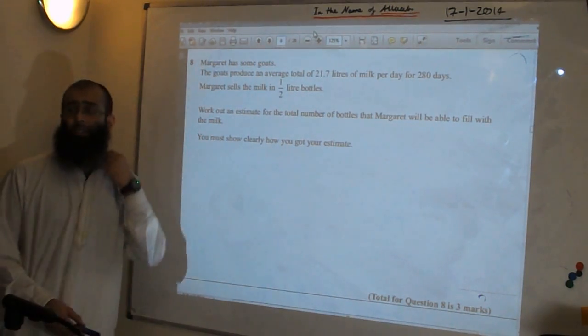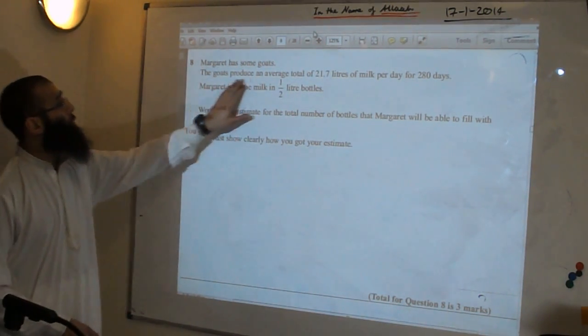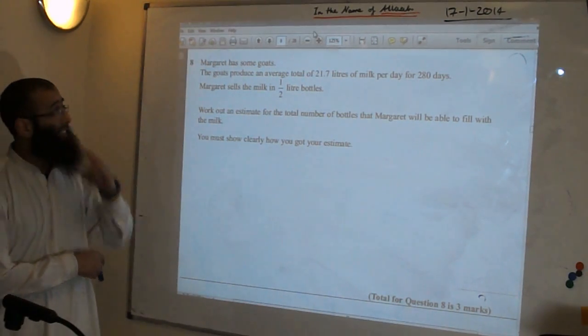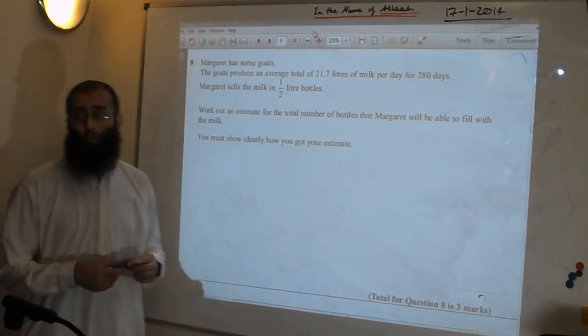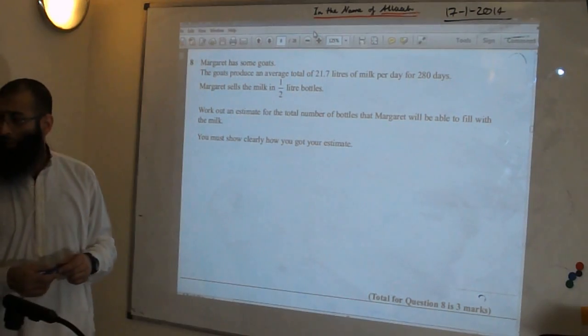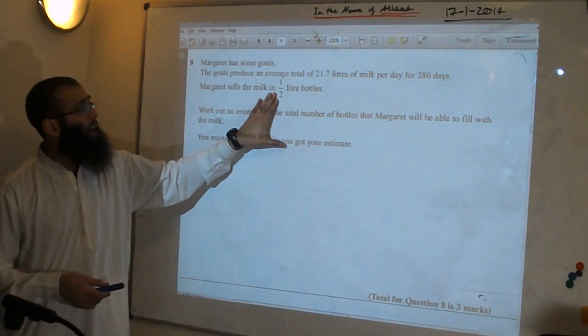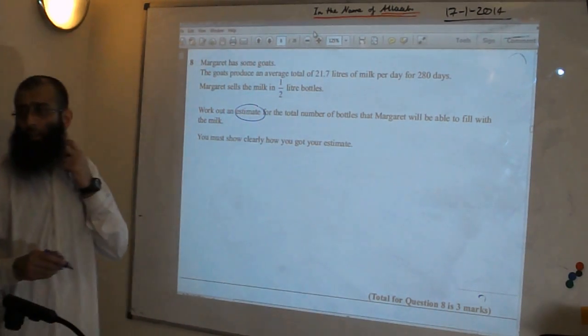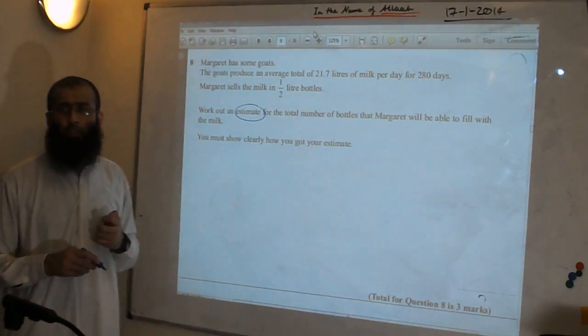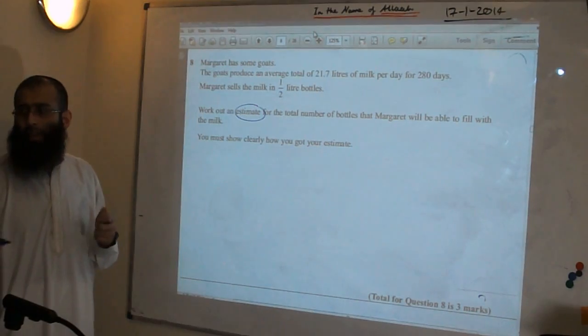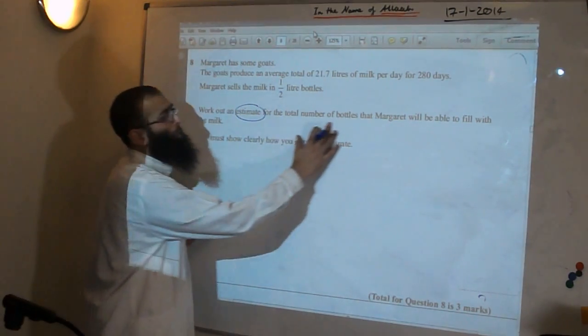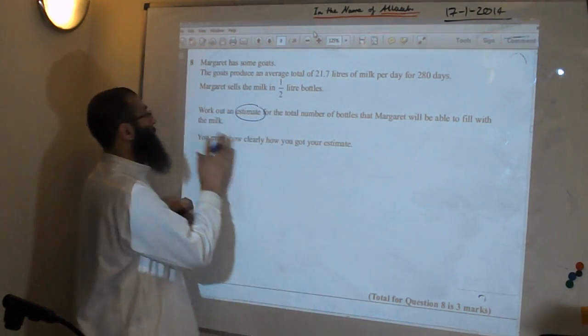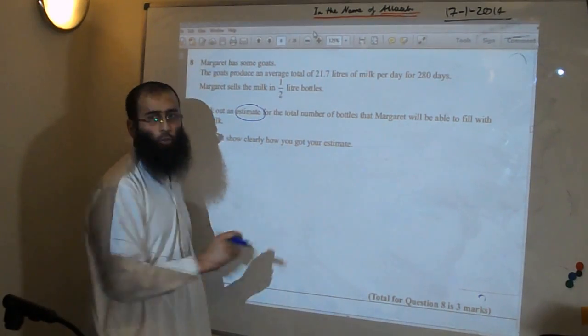Okay, question number 8. Margaret has some goats. The goats produce an average total of 21.7 litres of milk per day for 280 days. Are we on the right question, folks? On the right page? Yeah. Margaret sold the milk in half a litre bottles. Work out an estimate. It's estimate and not guesstimate. Okay, we're not guessing. We're not making things up. For the total number of bottles that Margaret will be able to fill with the milk. You must show clearly how you got your estimate.